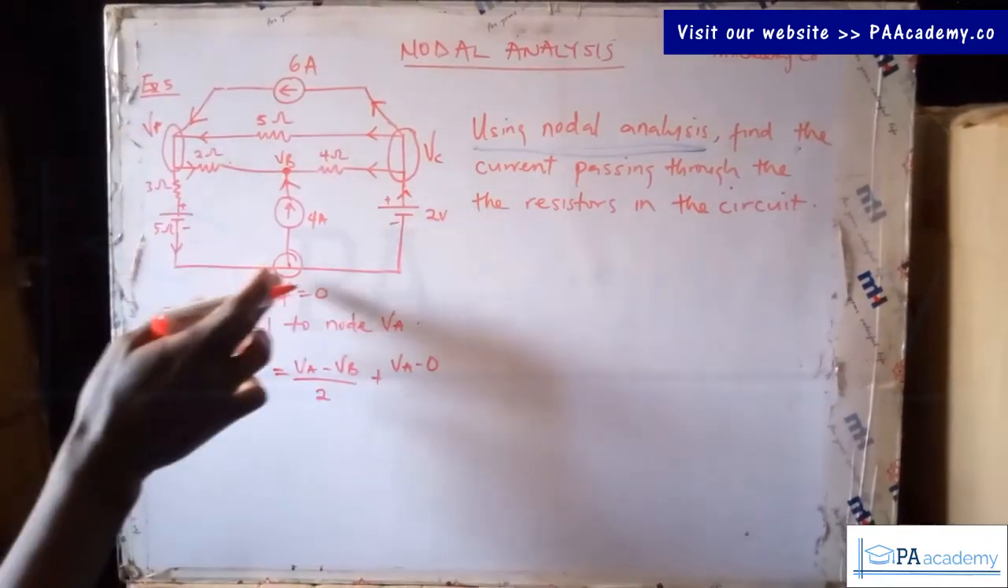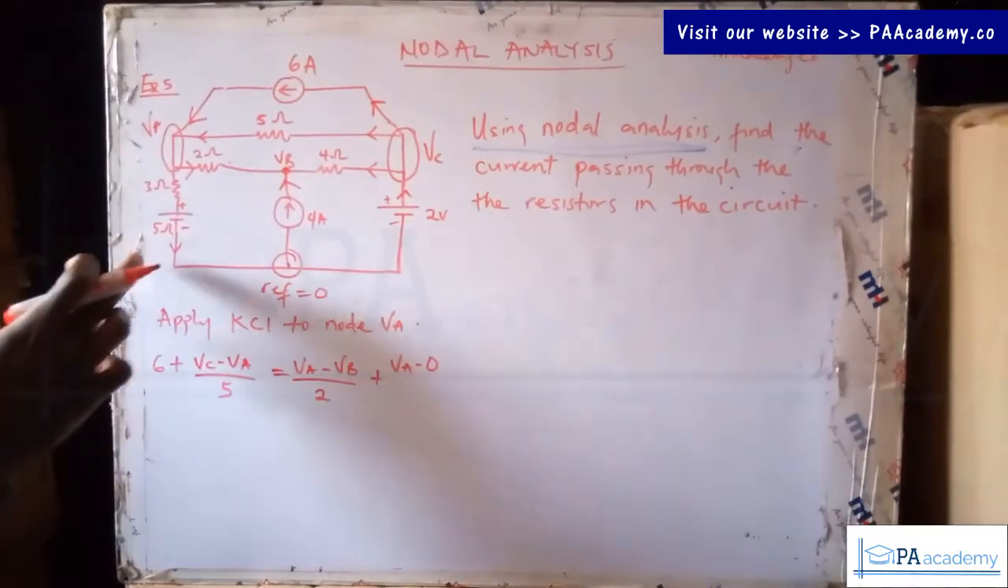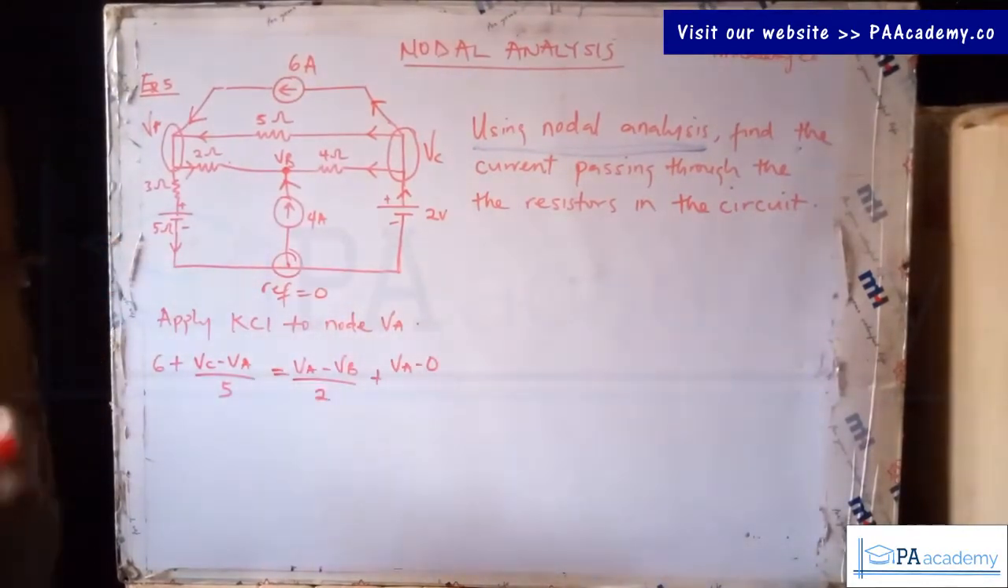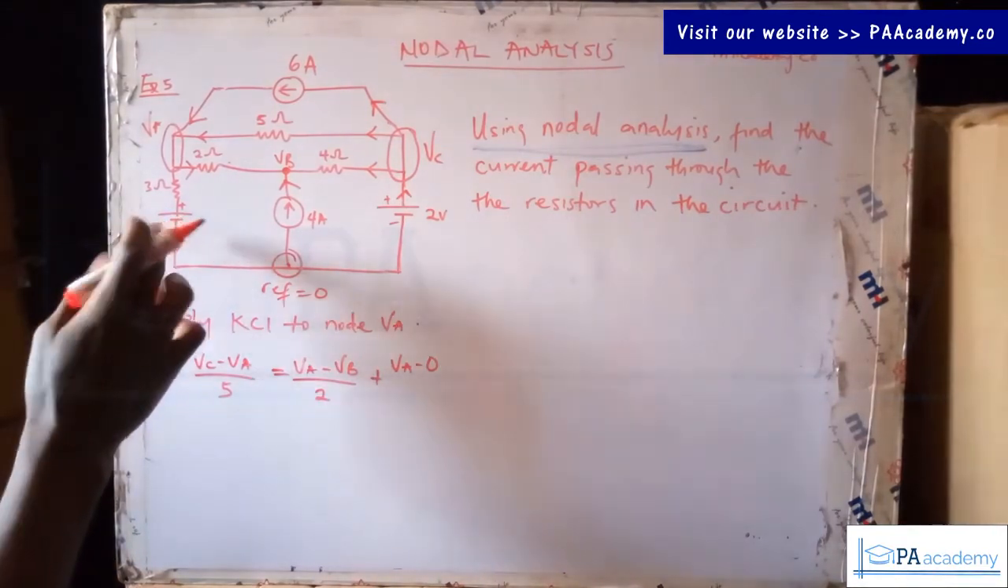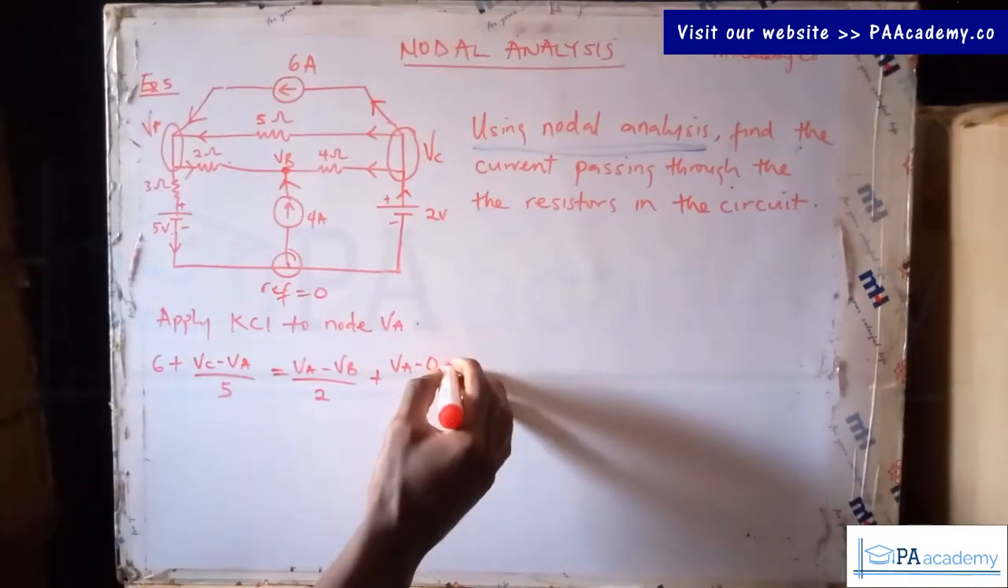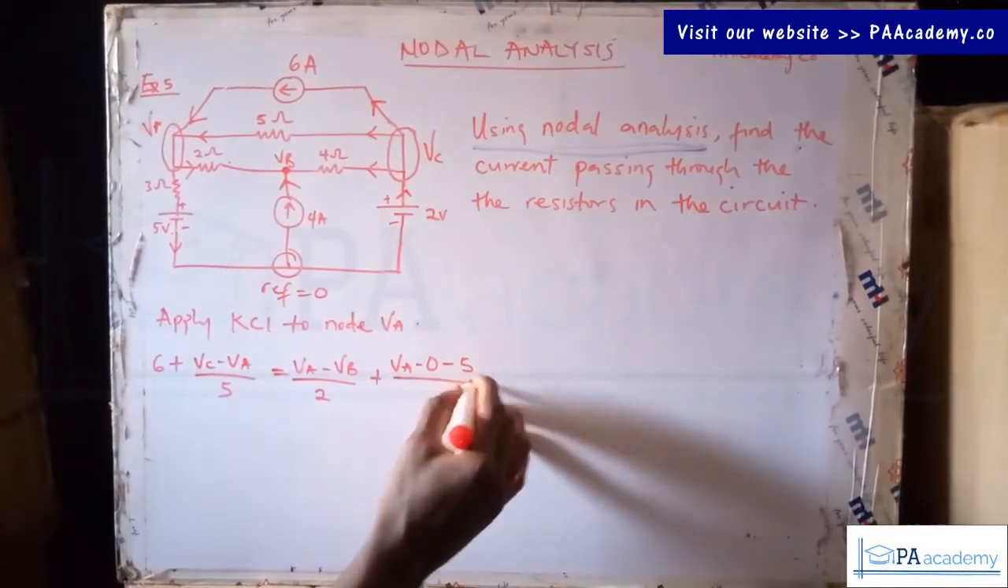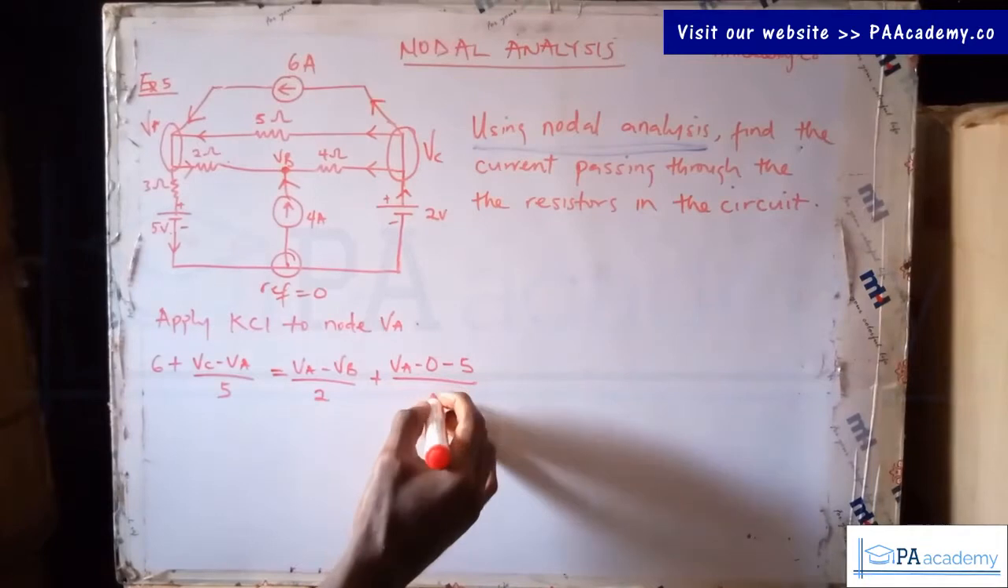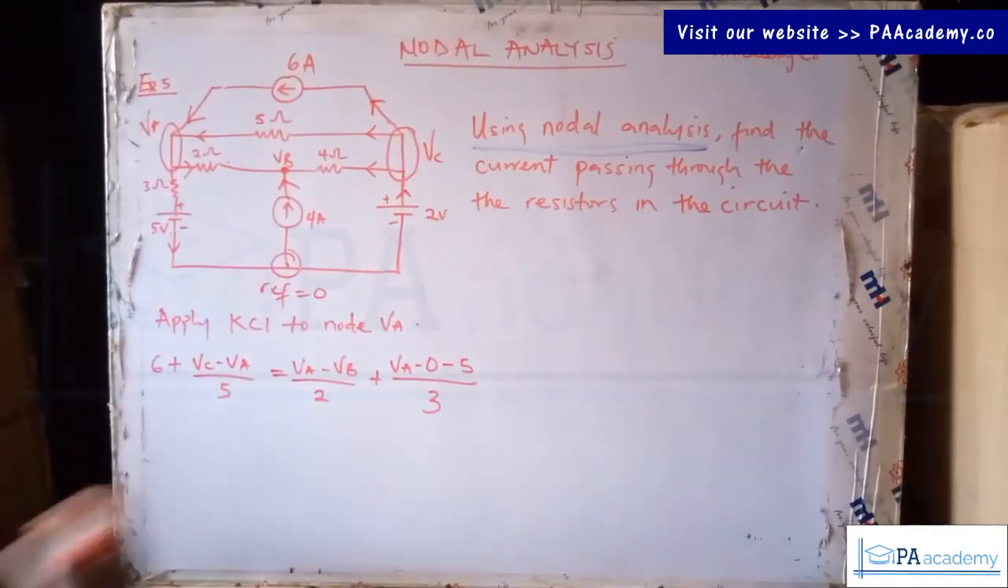That's from here like this to 0. Then we have a voltage source in between. So we have a voltage source of 5 volts, not 5 ohm. This is 5 volts, and it is going from positive to negative. So that will be minus 5 divided by the resistance of the resistor, which is 3. So now let's simplify this.